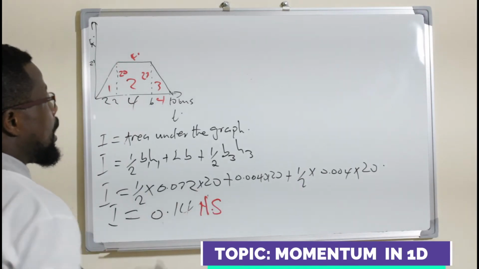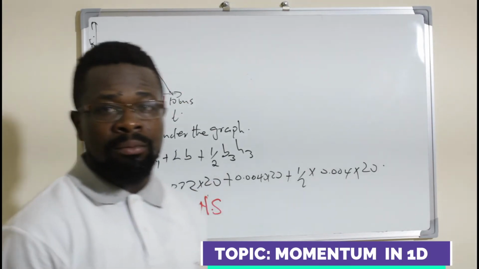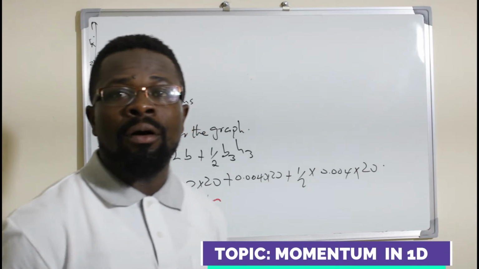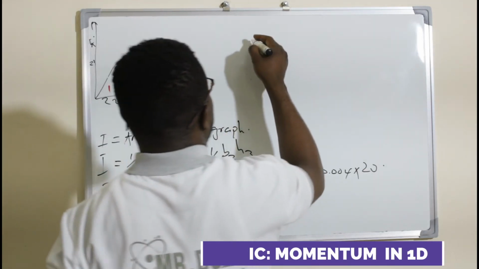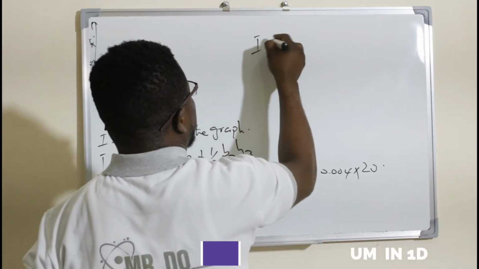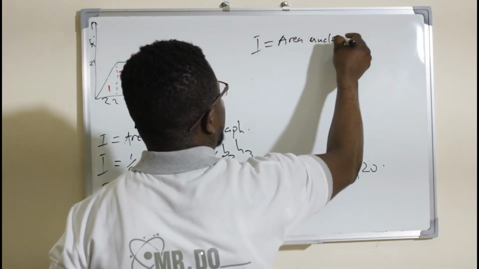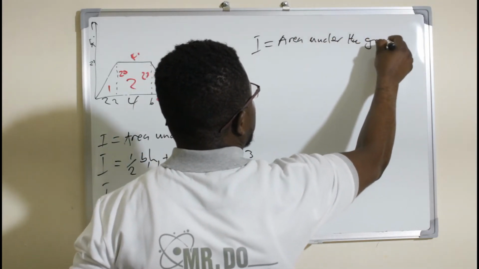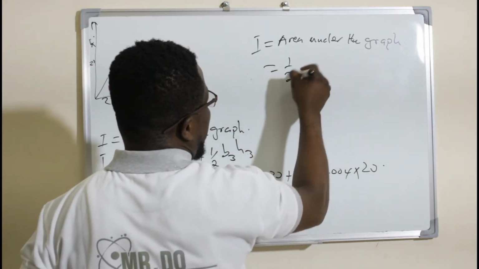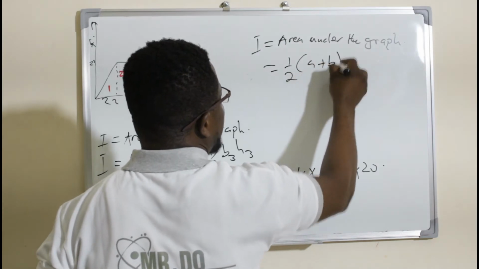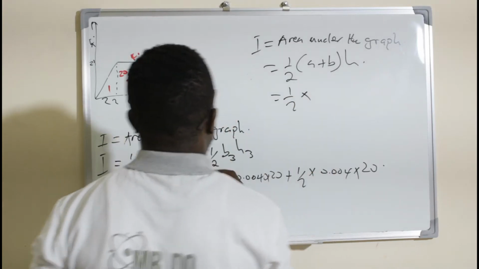All right. Good. If I don't want to solve it this way, I know the shape is a trapezium or a trapezoid, and therefore I can just simply make use of the formula for a trapezoid, and I will say that the impulse is now equal to the area under the graph. The formula for a trapezoid is half into a plus b multiplied by the height, and this is 1/2 multiplied by here.